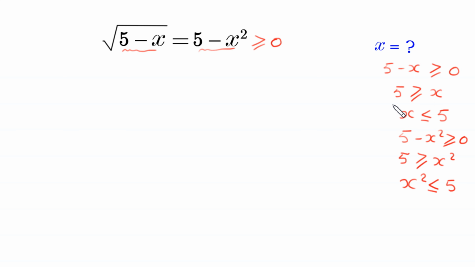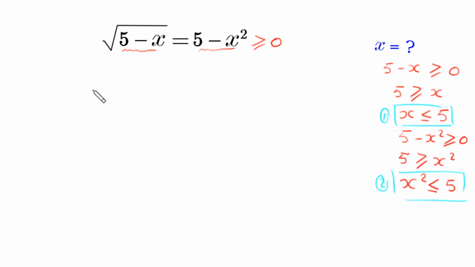So we have two conditions for checking the solutions of this equation. First one is x must be less than or equal to 5, and the second one is x squared must be less than or equal to 5.